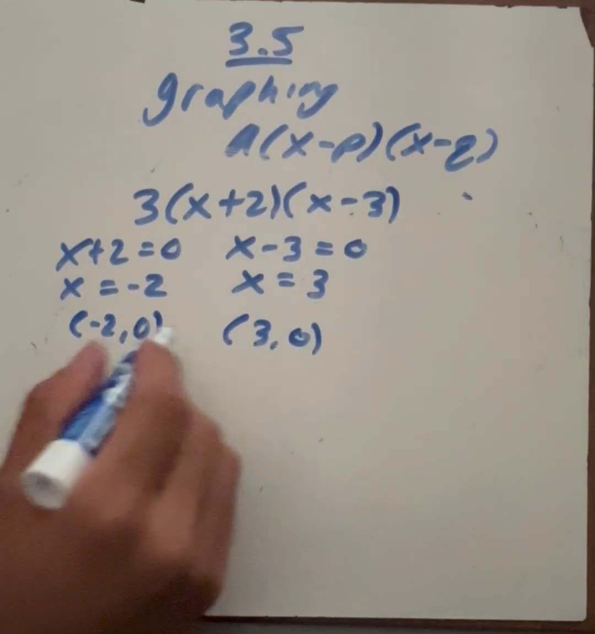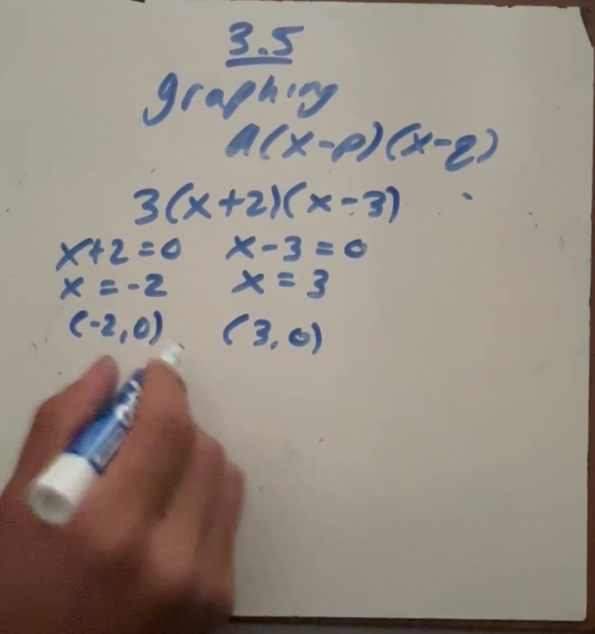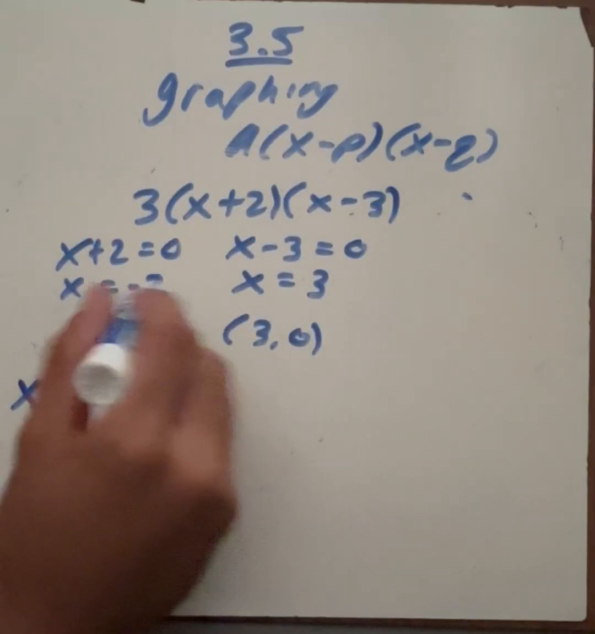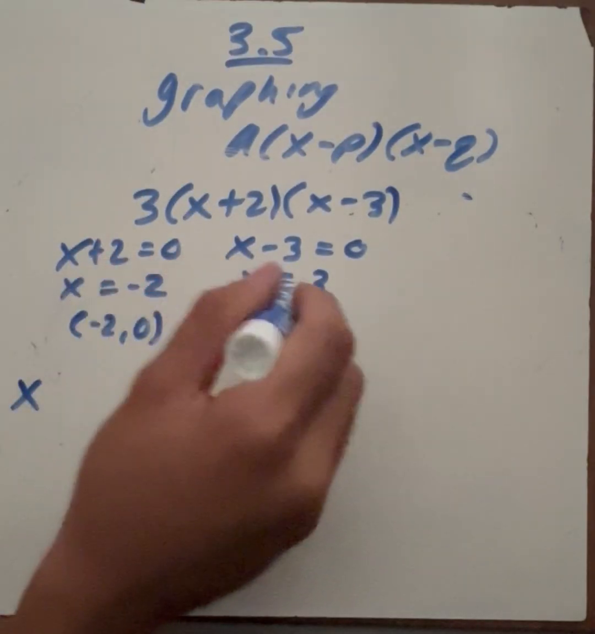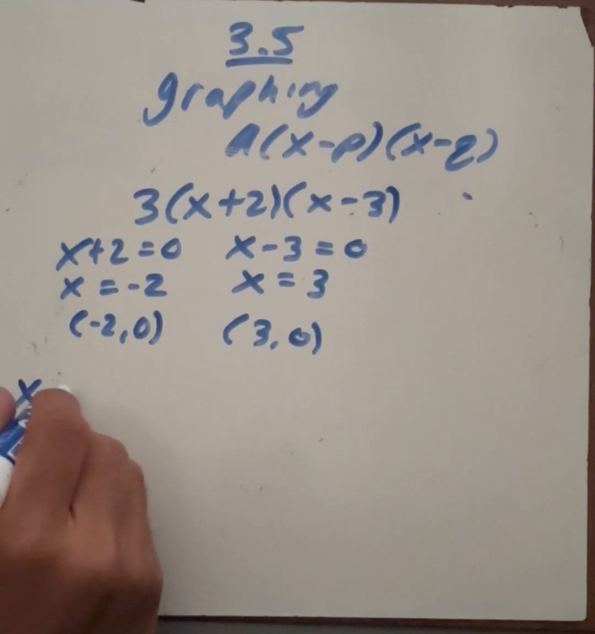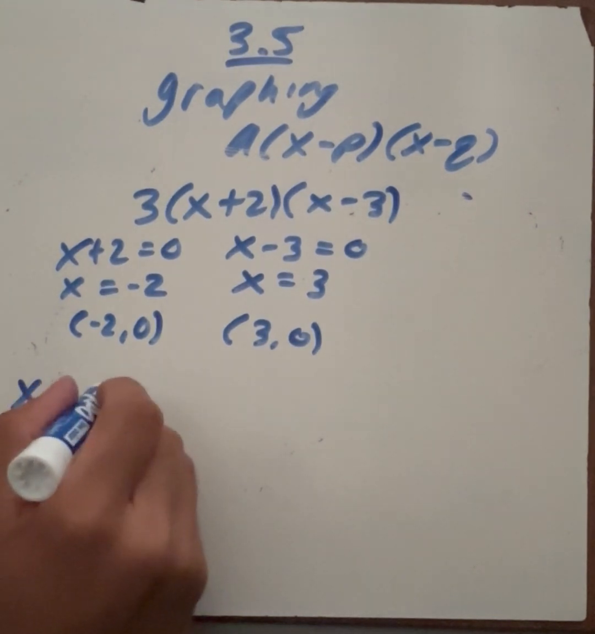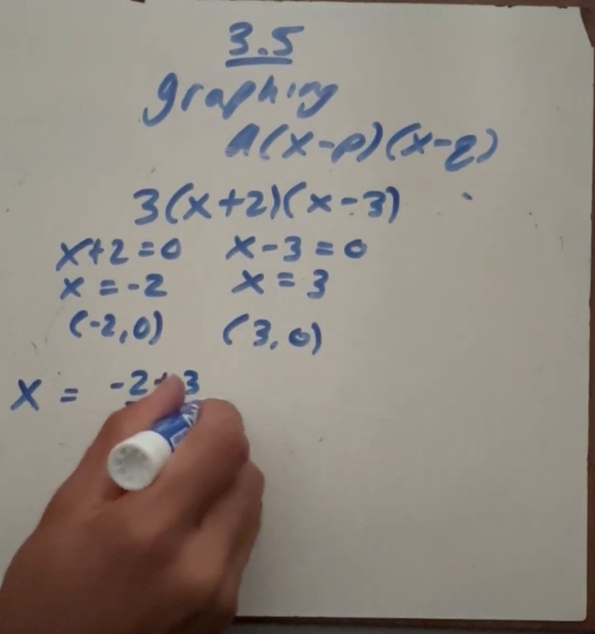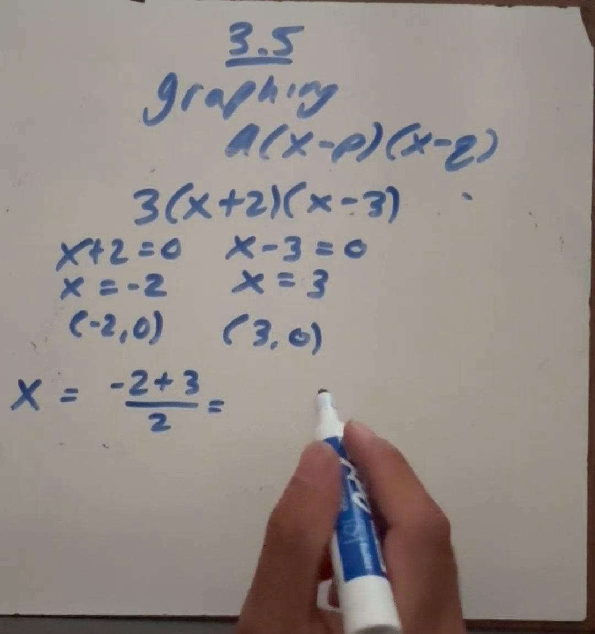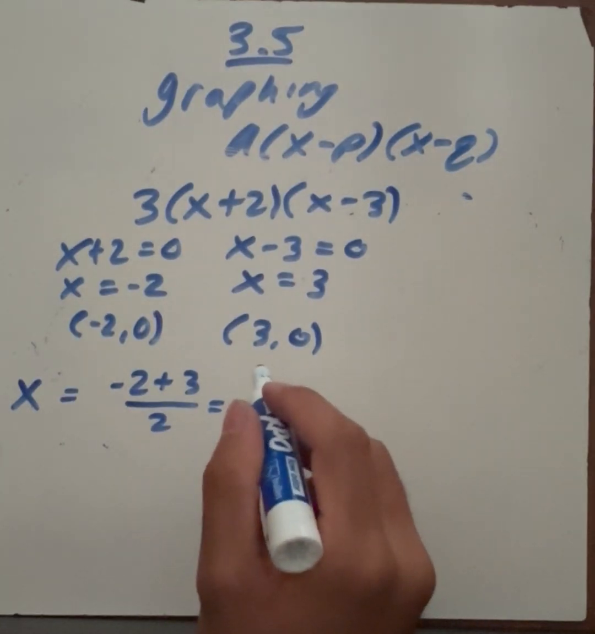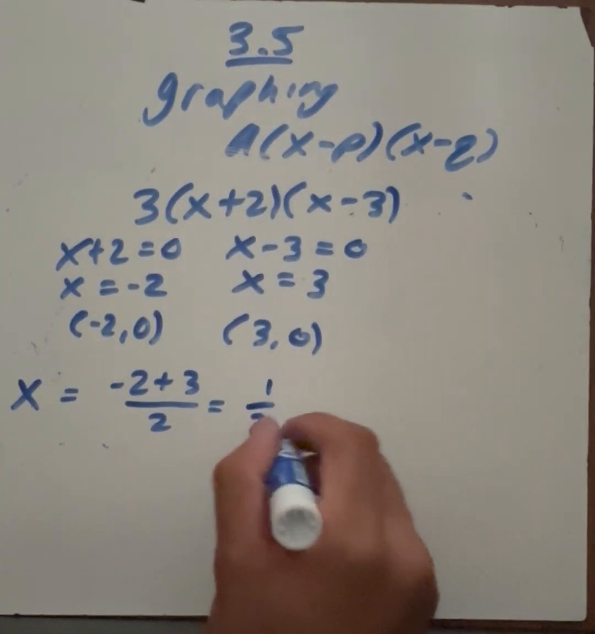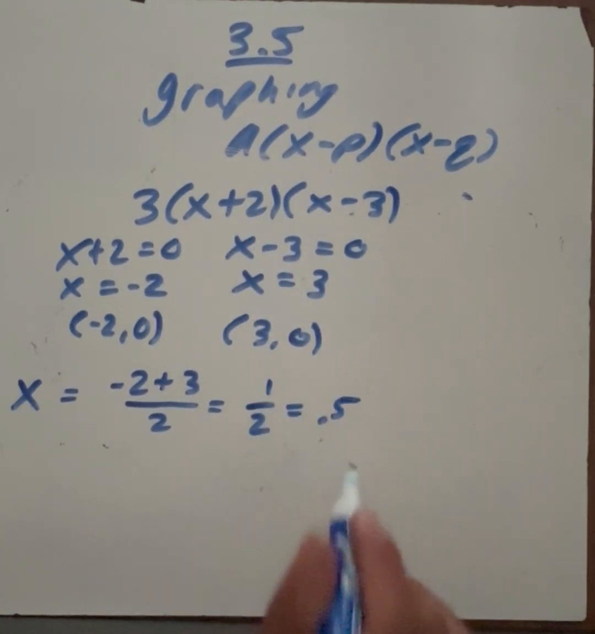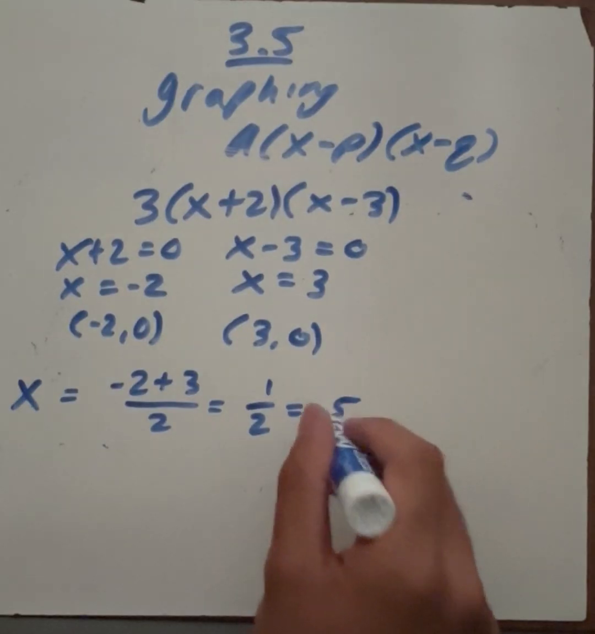Now that we found our x-intercepts, we need to find the axis of symmetry. When our equation looks like this, we have to add the x-intercept values, negative 2 and 3, and then divide by 2. So negative 2 plus 3 is 1, and 1 divided by 2 is one half. You can write this as 0.5. So now we found that our x is 0.5.